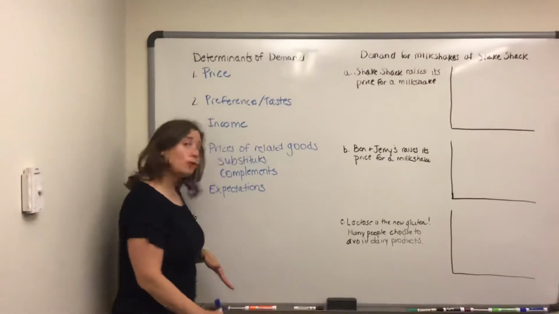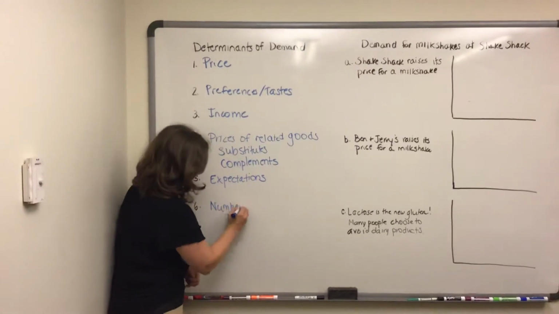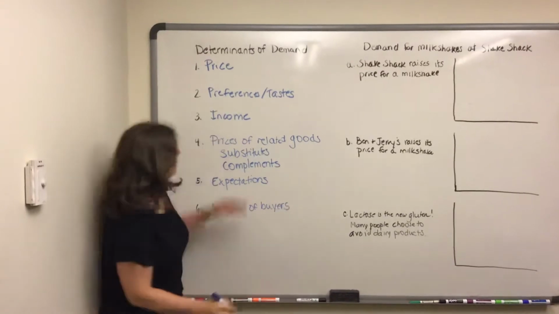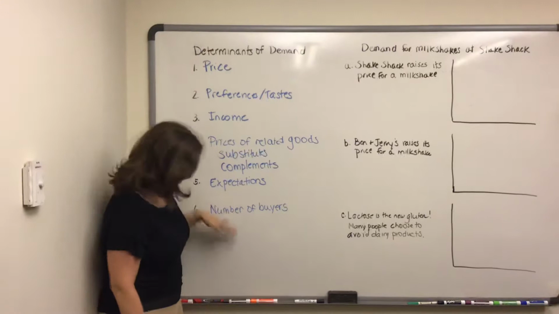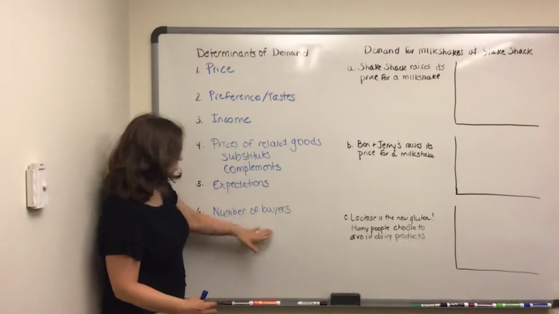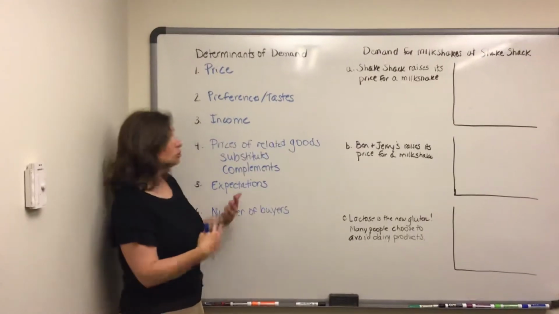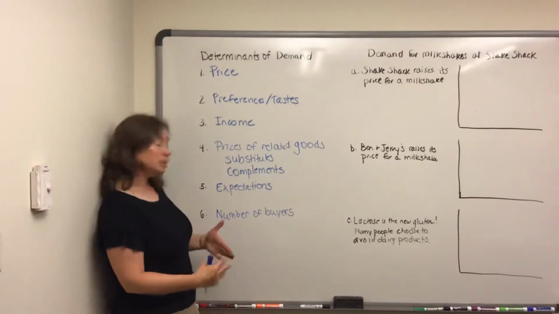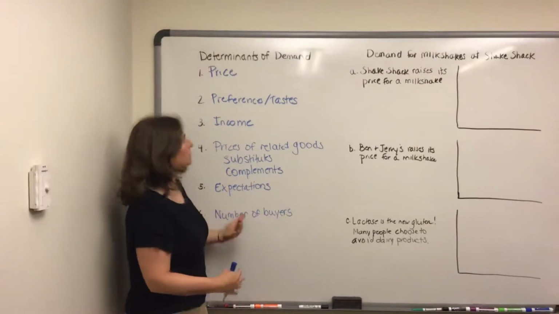And then the last category I'm going to mention here is the number of buyers. Remember, demand captures the consumption or consumer side of the market. Consumers and buyers, those terms refer to the same thing. So as the number of buyers expands, we can think about as the market growing, there's more people willing to buy a product at any given price. That would increase the demand. And as the number of buyers decreases, we'd expect a decrease in demand.